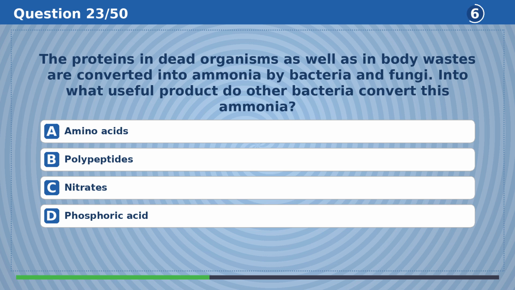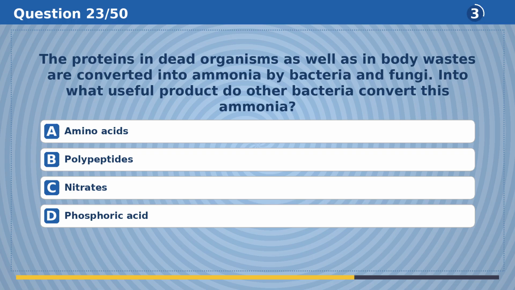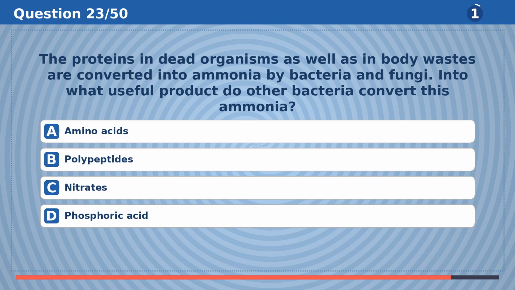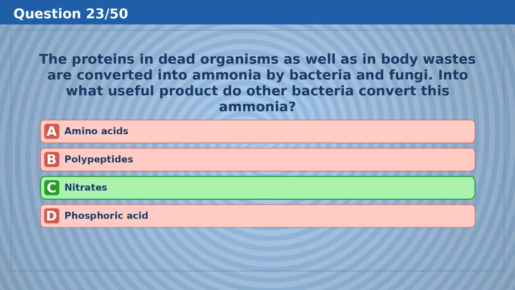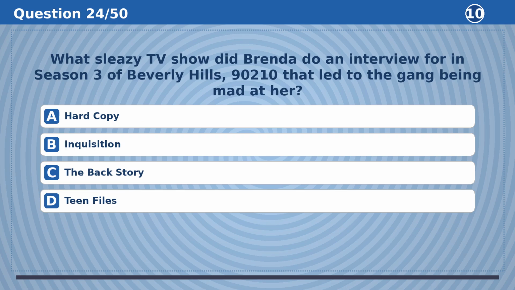The proteins in dead organisms as well as in body wastes are converted into ammonia by bacteria and fungi. Into what useful product do other bacteria convert this ammonia? The answer is C, nitrates.